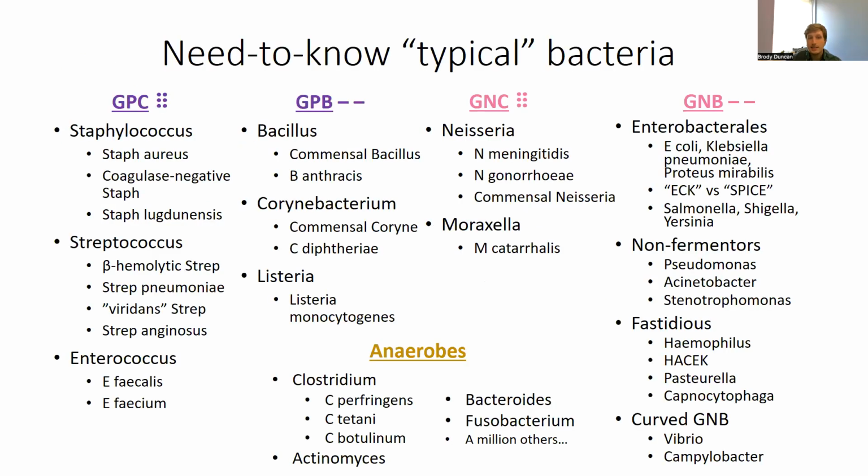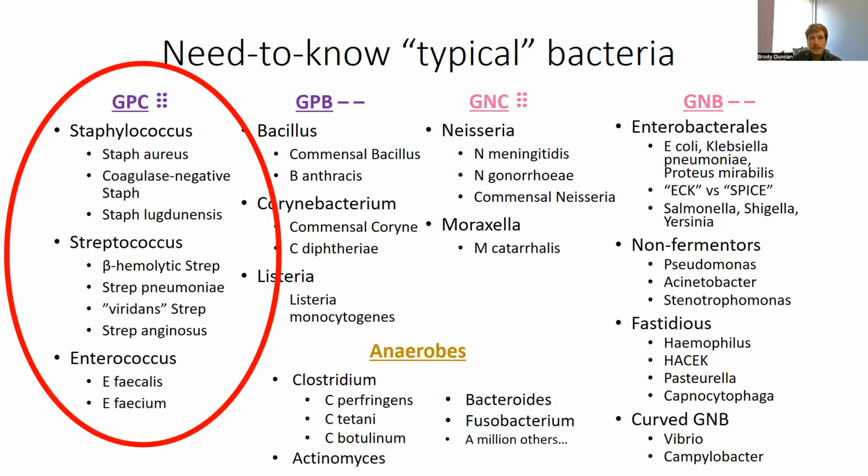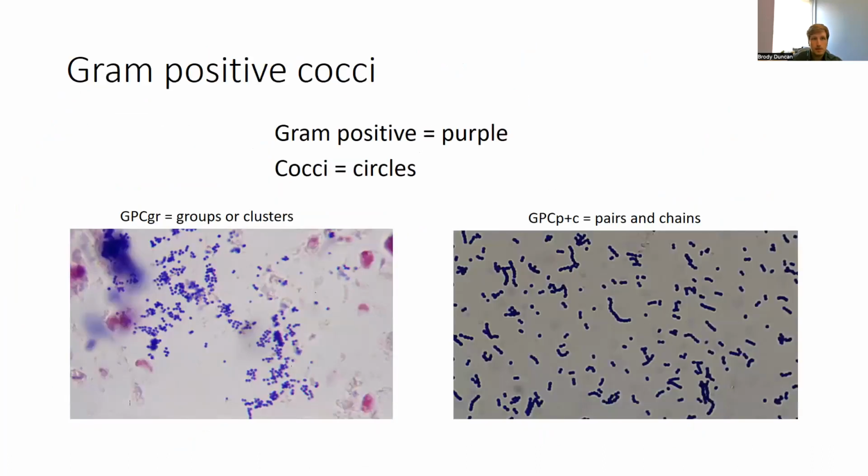This is a slide from our very first introductory lecture. Today we'll be focusing here on the left with our gram-positive cocci. You can see we have three main genera, Staph, Strep, and Enterococcus, and that's what we're going to be focusing on today. Gram-positive cocci are gram-positive, which as we've discussed means they're purple, and they're cocci, which means they're circles. GPCs are a bit unique from other bacteria in that the arrangement of how the cells are on the slide is actually pretty useful and important information as well.